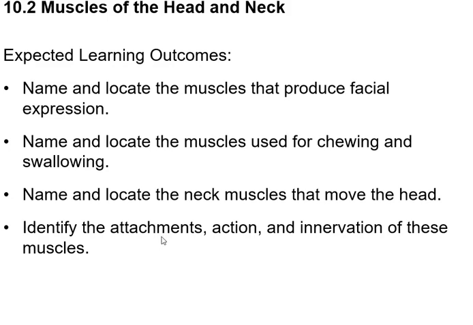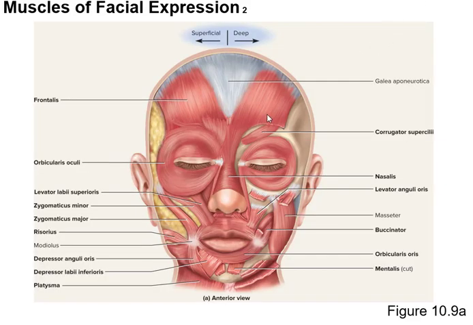Look at the attachments, so the origin and the insertion. What action? It causes you to raise something, to lower something. And then we won't learn the innervation until we do the cranial and the spinal nerves. But realize that there are nerves that are causing each of these muscles to do what they do.